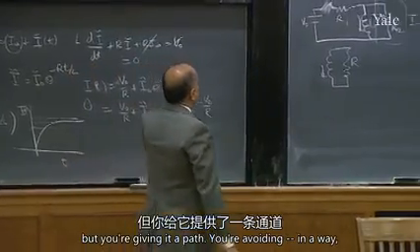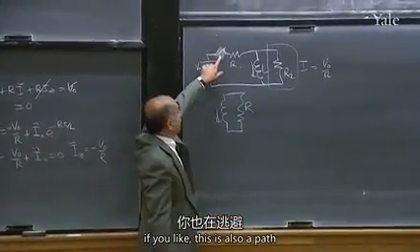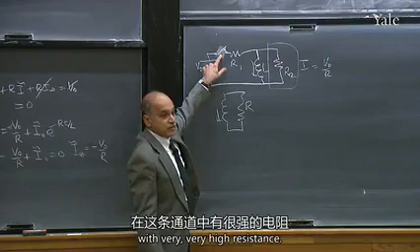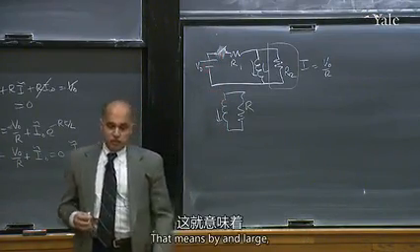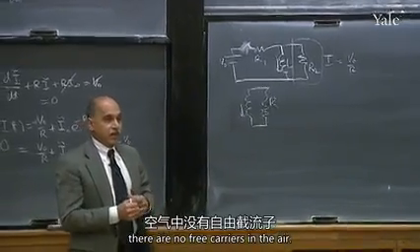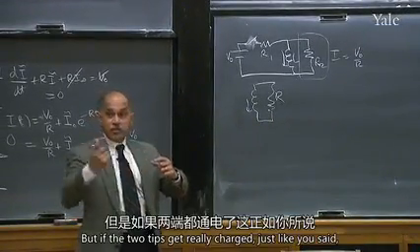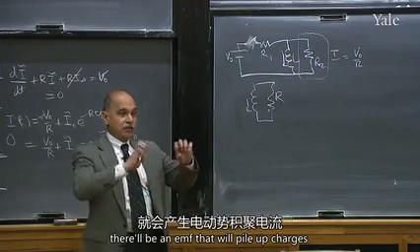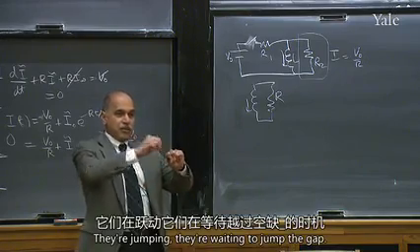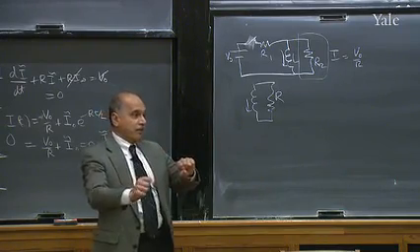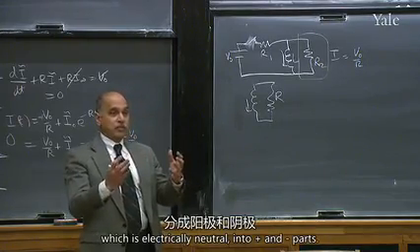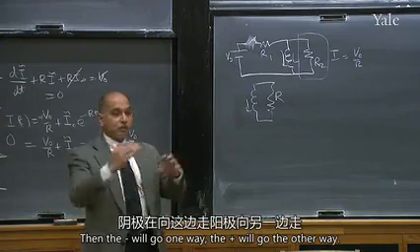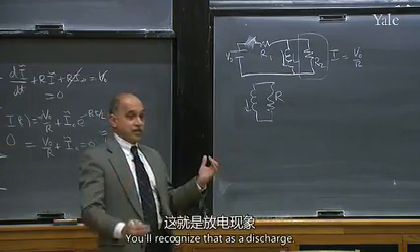You're avoiding, in a way, if you like, this is also a path with very, very high resistance. The air is a path with very high resistance. That means, by and large, there are no free carriers in the air. But if the two tips get really charged, just like you said, there'll be an EMF, they'll pile up charges, they're waiting to jump the gap, and eventually they'll polarize the air, which is electrically neutral, into plus and minus parts. Then the minus will go one way, the plus will go the other way. You'll recognize that as a discharge.